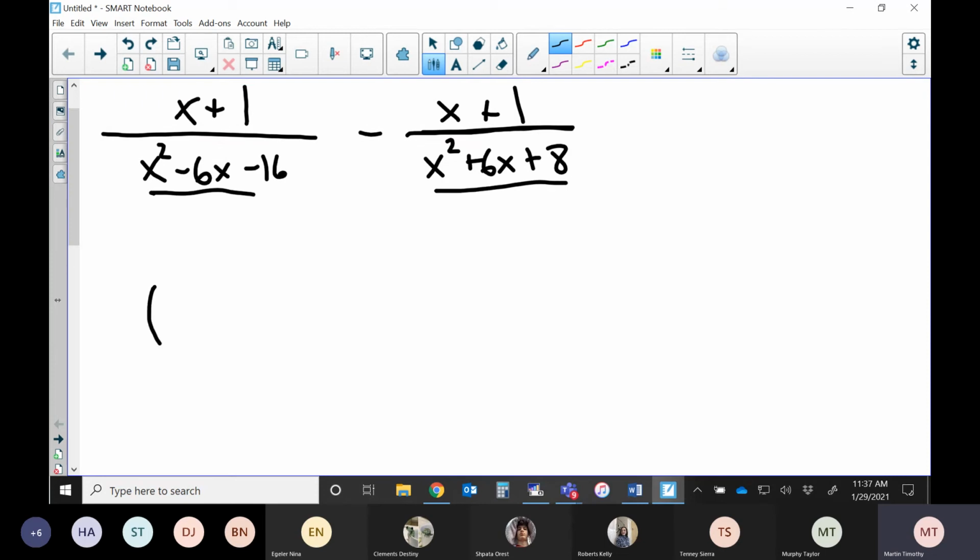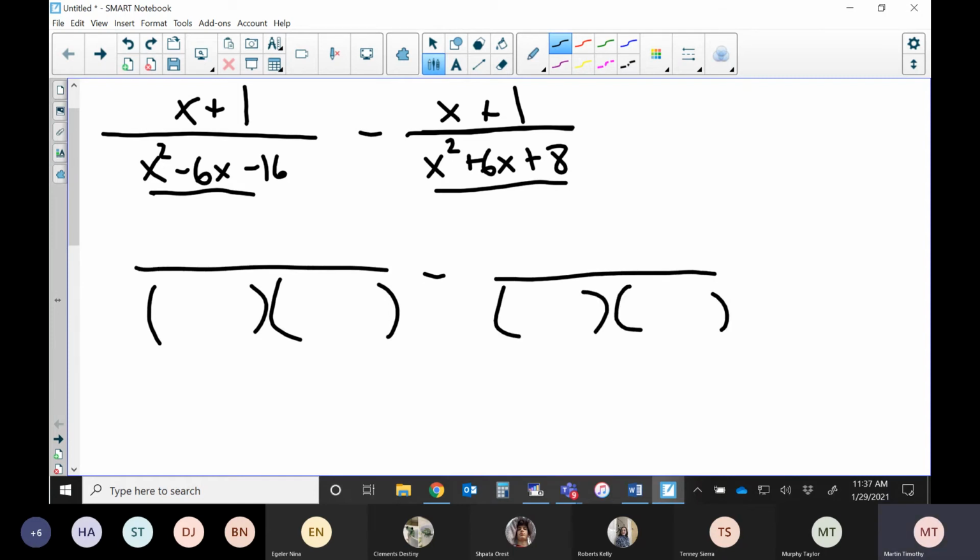So this one right here says different signs, and the bigger one's negative. Two numbers that multiply to 16 but subtract to 6: 8 and 2. It's nice to know multiplication tables. This one says same signs, so you add them, and they're both plus. So I need two numbers that multiply to 8 but add to 6: 4 and 2.